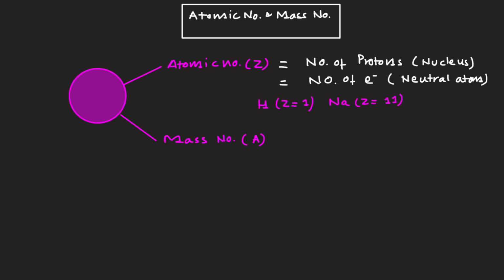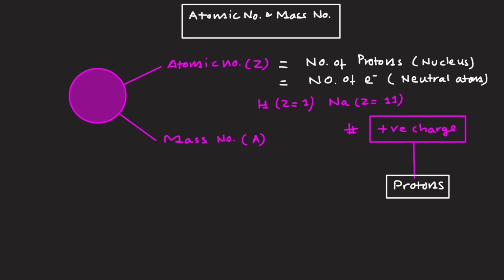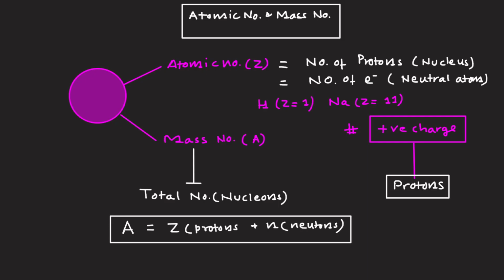For example, hydrogen will have atomic number 1, sodium will have atomic number 11, and the positive charge of the nucleus arises only because of these protons. The mass number A represents the total number of nucleons, that is A equals Z, protons, plus N, neutrons. While Z decides the atom's identity, A tells its overall mass.